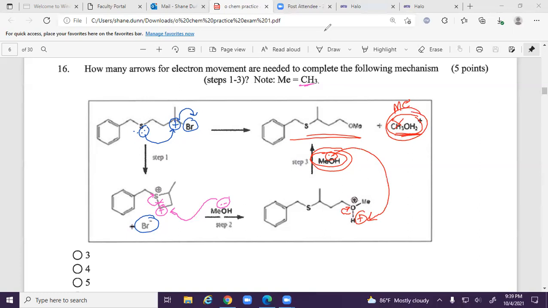Me stands for methyl. It's just a carbon with three hydrogens. He tells you right there. Most likely, he has not referred to it as a methyl group just yet in class. That's why I keep calling it methyl, because that's technically its name. It's a methyl group. How many arrows did I draw? 2, 4, 6. Six arrows. Each step has 2, there are 3 steps, which means 6 total.